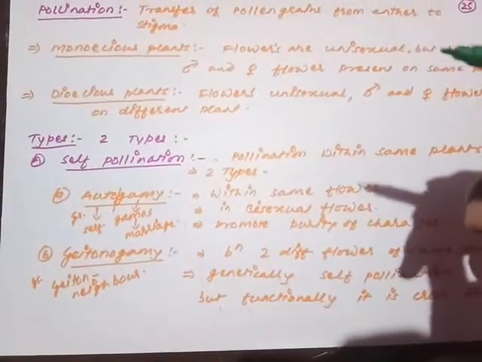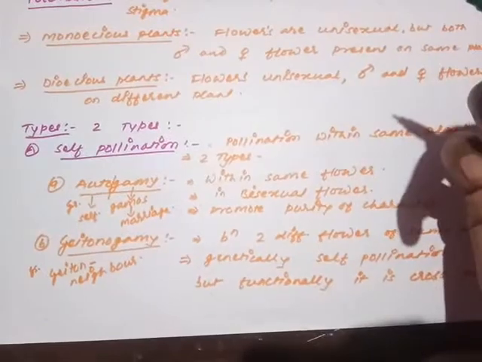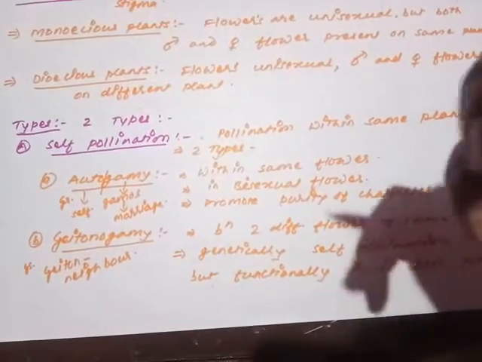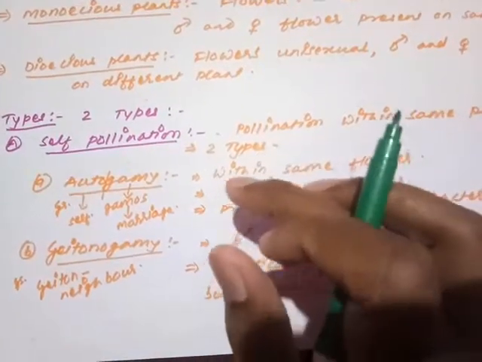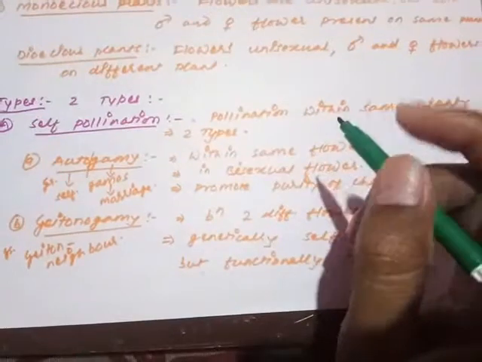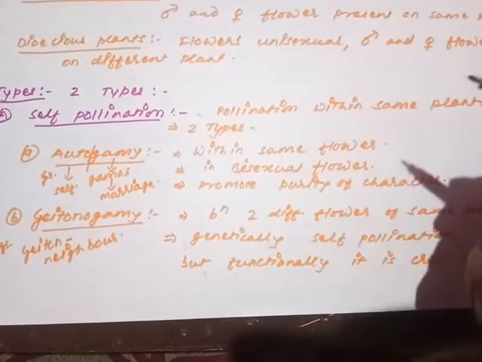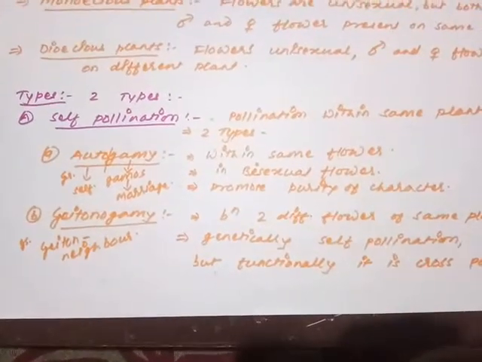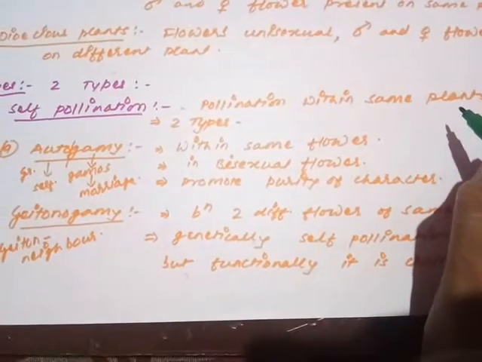Now after completing this, we are moving directly to the types of pollination. On the basis of how the pollination occurs, pollination is of two types. The first one is called self pollination, self with self, within itself. Pollination which occurs inside the same plant is called self pollination. What is the meaning of self pollination? When the pollination occurs within the same plant, it is called self pollination.